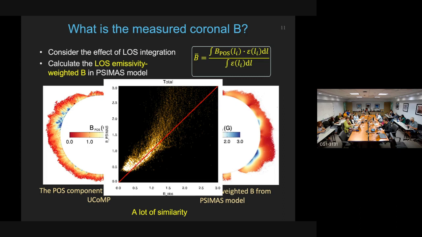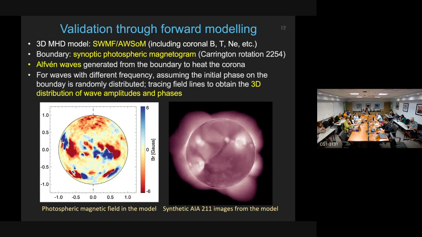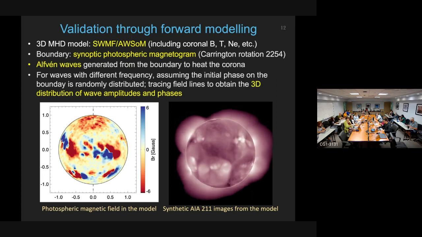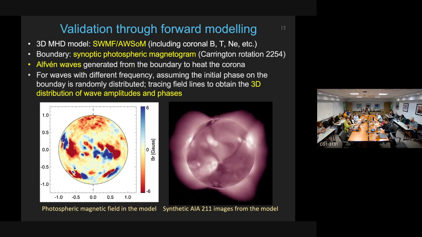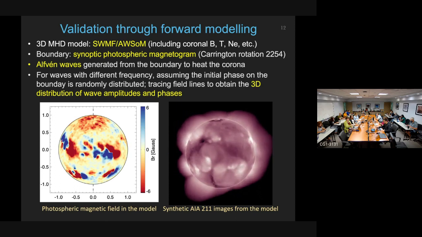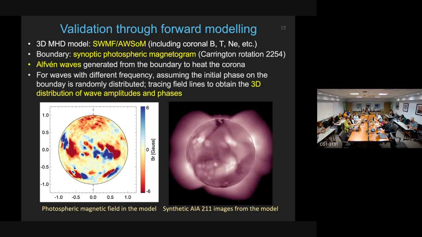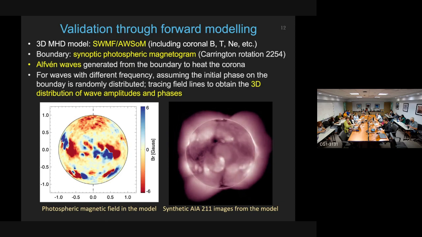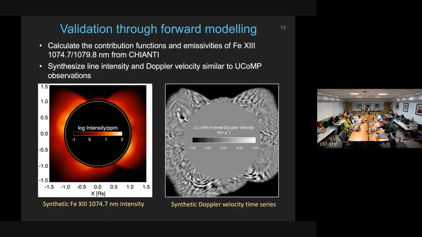But this is not very straightforward and not very consistent. So we want to do something from the point of view of forward modeling. So using the AWSoM model, because there is Alfvén wave information in the model, if we assume randomly distributed initial phases on the boundary, which is the photosphere, we can then trace the field lines to obtain the 3D distribution of the wave amplitude and the phases in the entire model. And then we can synthesize Doppler velocity time series similar to what we can observe using UCoMP.